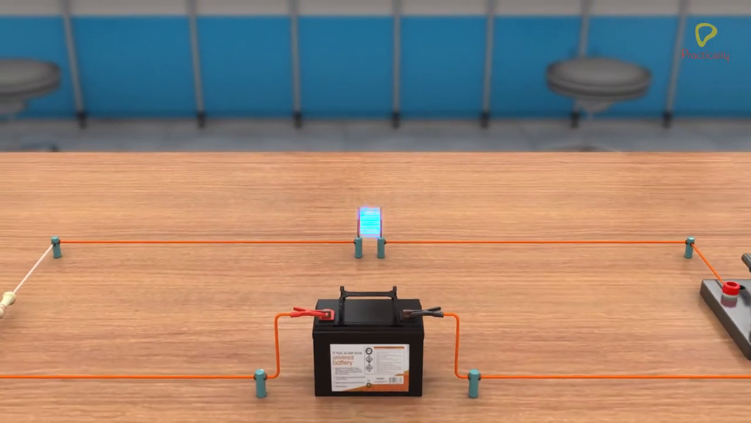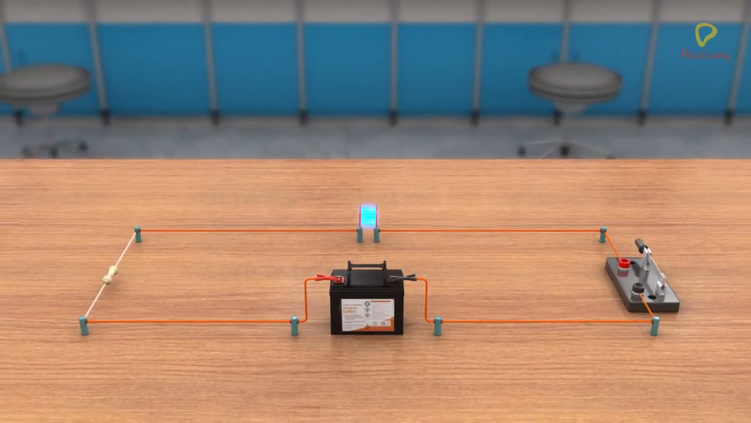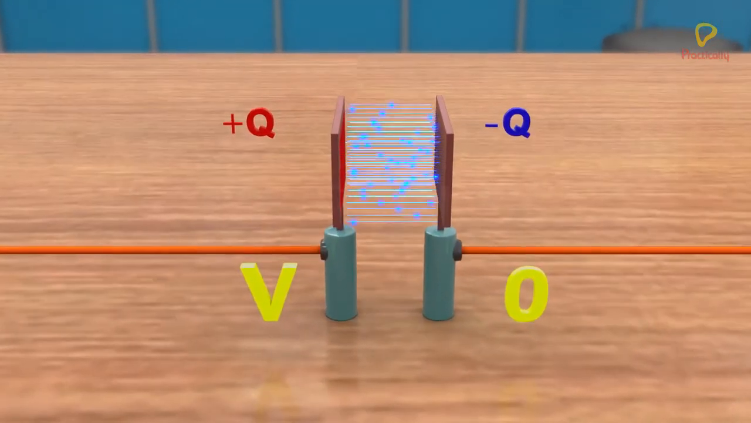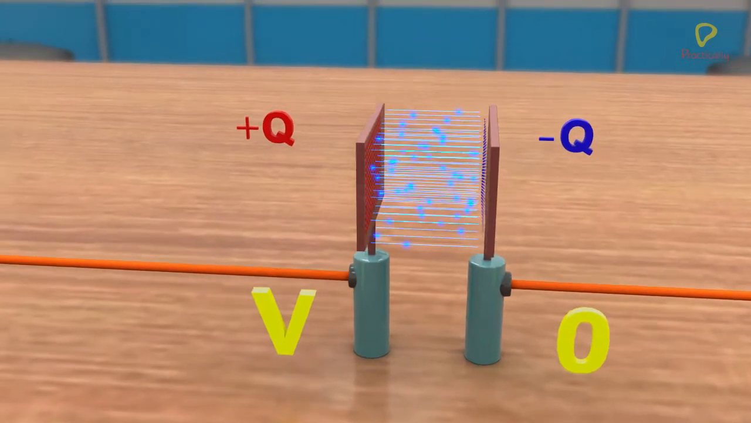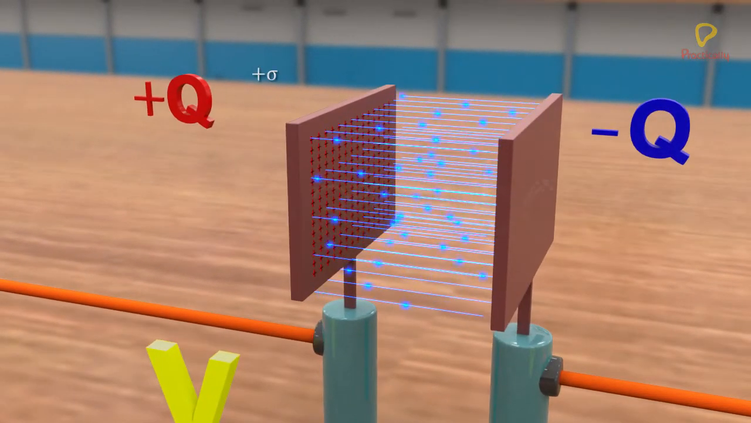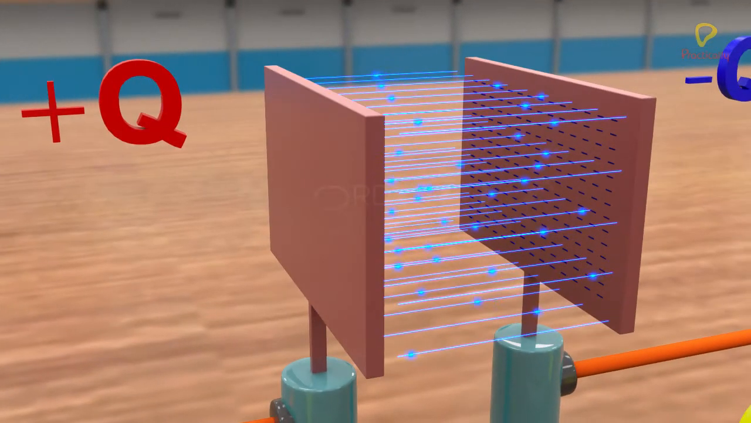After some short time, this potential difference between the plates becomes equal to the applied potential difference, V, and accumulation of charges on the capacitor plates comes to a halt. Let +Q and -Q be the charges accumulated on the plates for the potential difference V. Let the area of each plate be A. Charge density on the positive plate, +σ, is +Q/A, and that on the negative plate, -σ, is -Q/A.